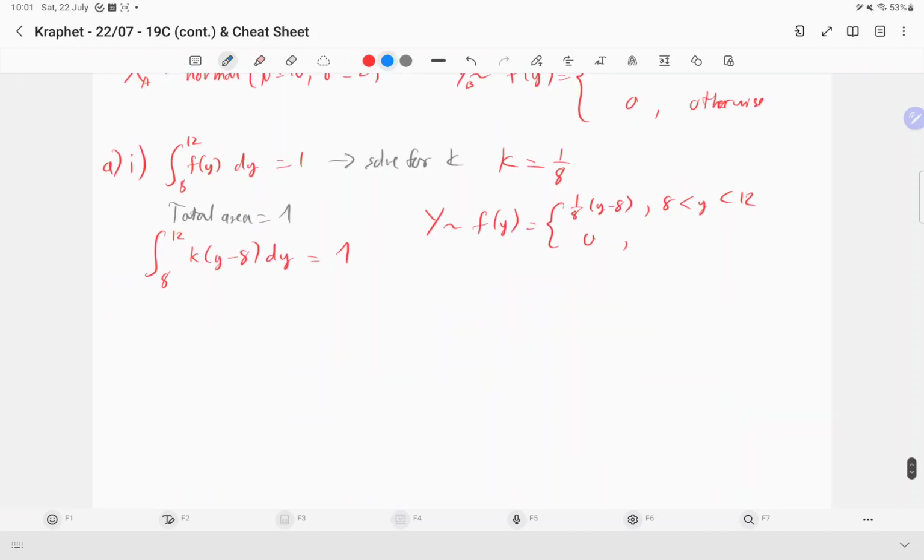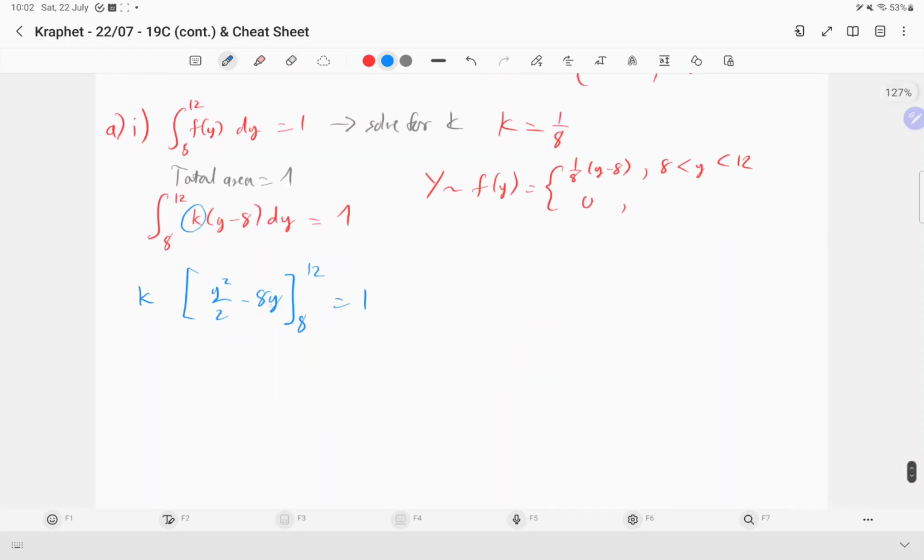Maybe I'll go through this one here. To do this antiderivative, k is a constant, I'll take it out. And then I antiderive what's inside it, which is y squared over 2 minus 8y, from 8 to 12, and that equals 1. To solve this, you substitute the values in, but the trick is when you sub the values like 12 and 8, the easiest way to work it out is to factorize it first. So I'll take out y here, and inside it's just y over 2 minus 8, before I actually sub the values in.